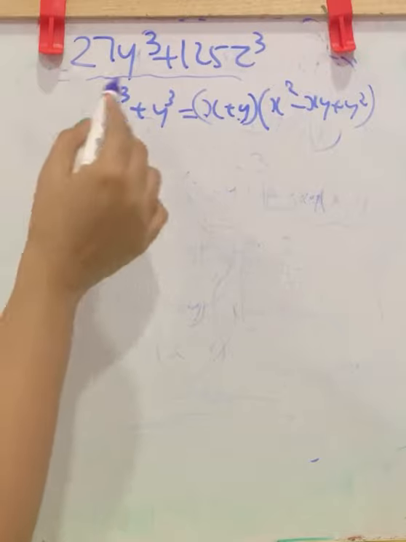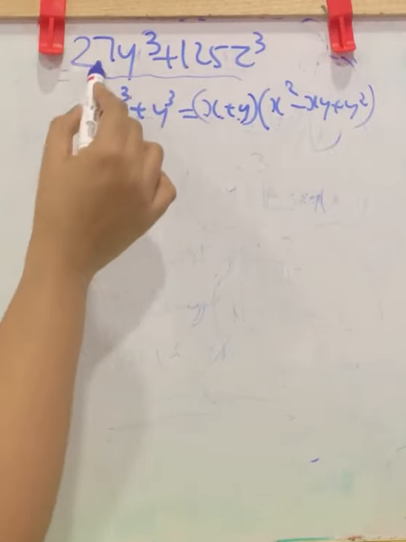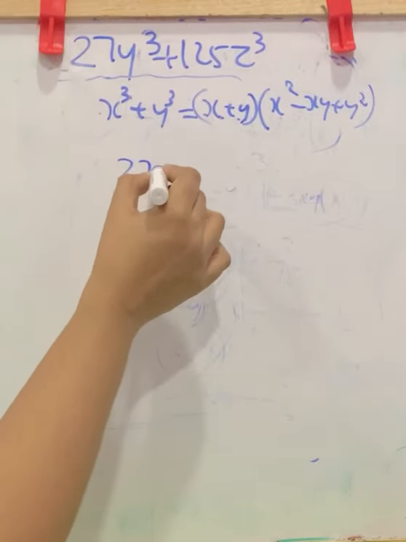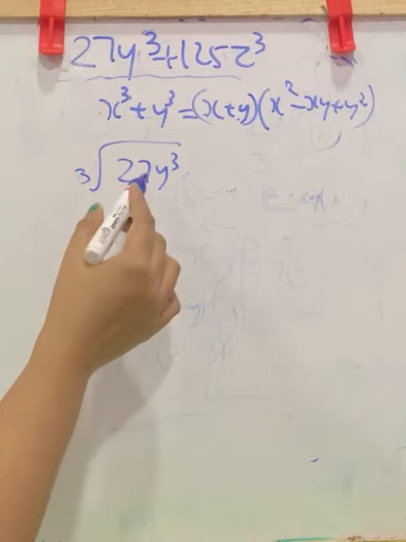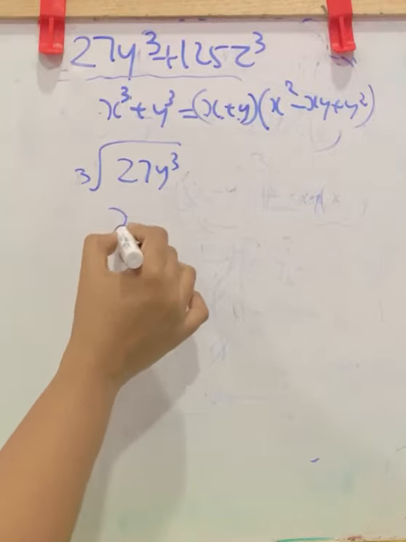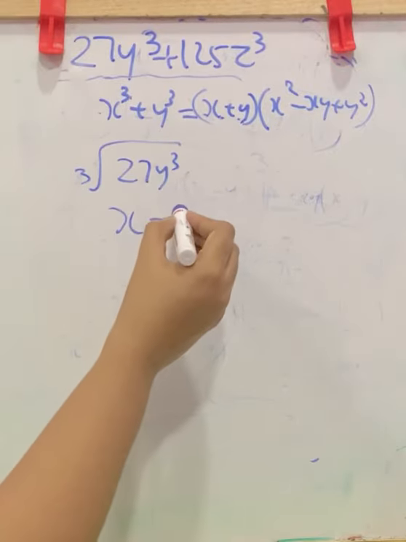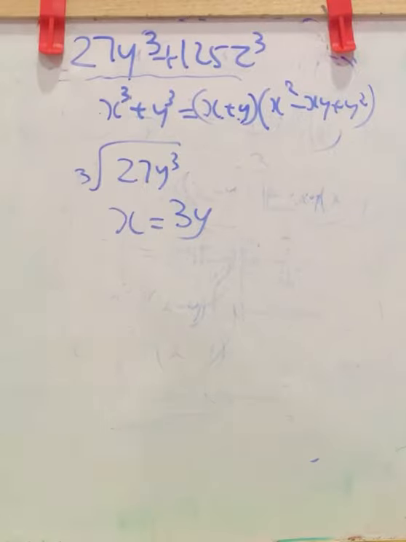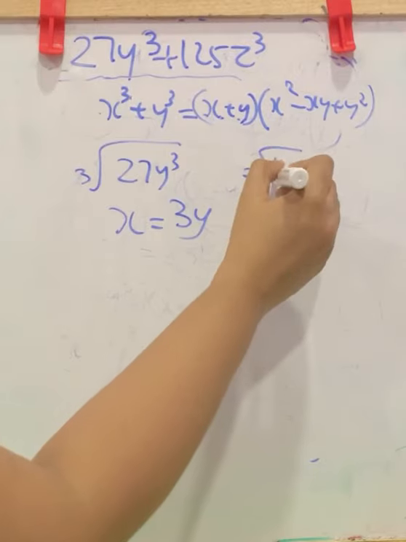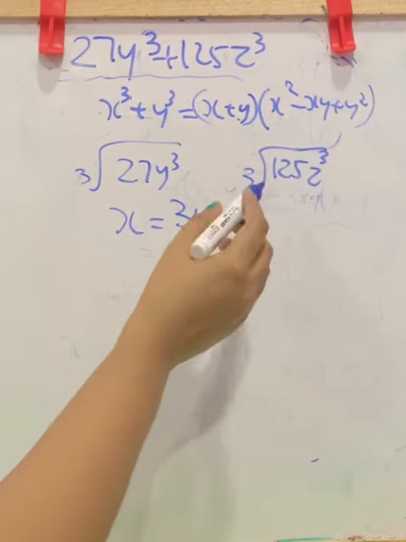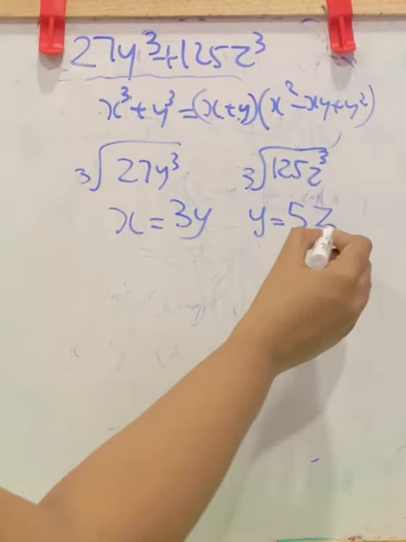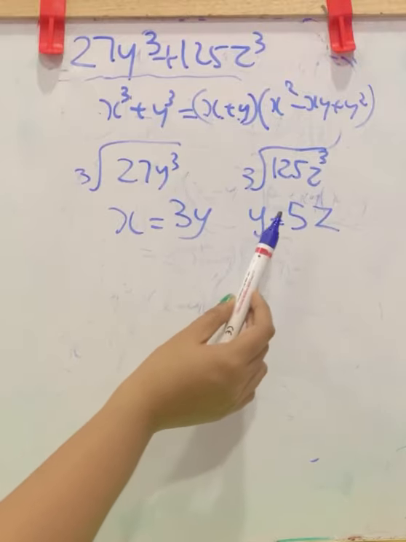So what will be the x? x cube, cube root is x, that is to find x you want to find the cube root of this term, that is 27y cube's cube root. So 27 cube root we already proved it is 3 and y cube's cube root will be y, that is 3y is x. Now what about 125? That also we found before. 125 cube root is 5. So y is 5z. z cube's cube root will be z.